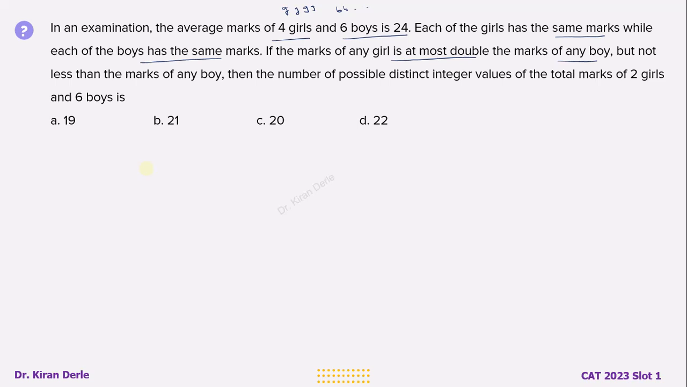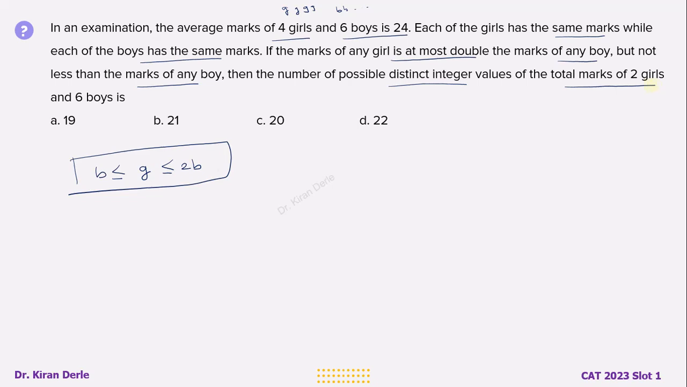So if the marks of a girl is at most double the marks of any boy, this is what they are saying, but not less than the marks of any boy. So the girl's marks have to be greater than or equal to the boy's marks, right? So this is the relationship of this inequality, G and B. Then the number of possible distinct integer values of the total marks of 2 girls and 6 boys is.